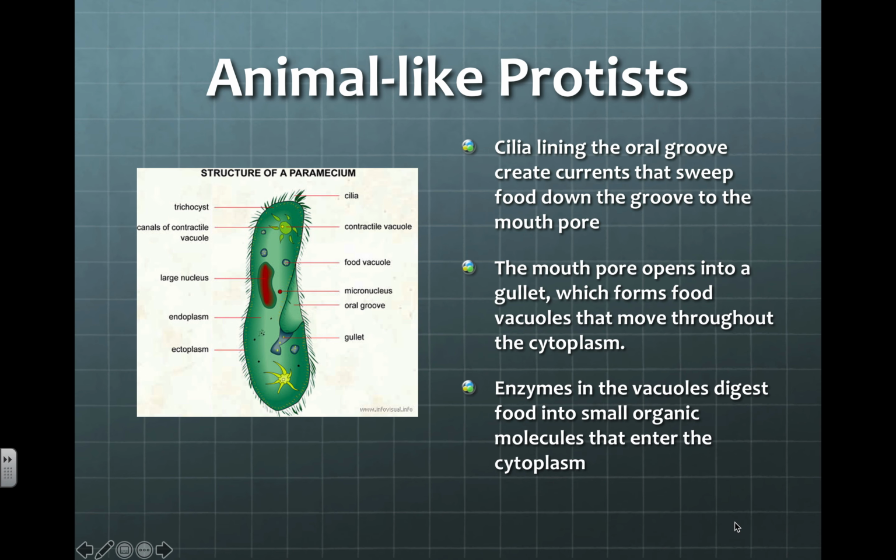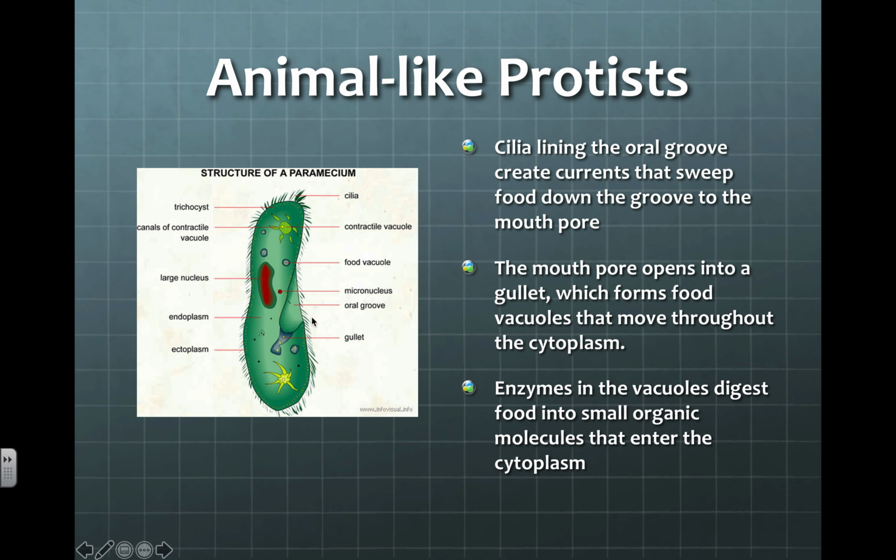All right, here is another picture on the left of our paramecium, and you can see that this depression here is what's called the oral groove. The oral groove, like we said, is lined with cilia so that when there's a current, food moves into the oral groove, but when there's not a current, those cilia can move back and forth and they can pull it in. The mouth pore is the opening, the groove is the depression.